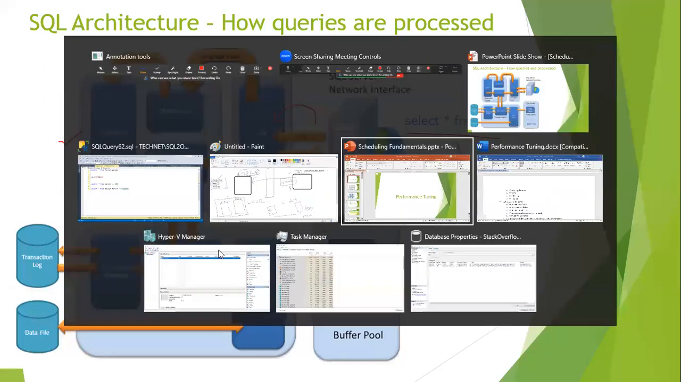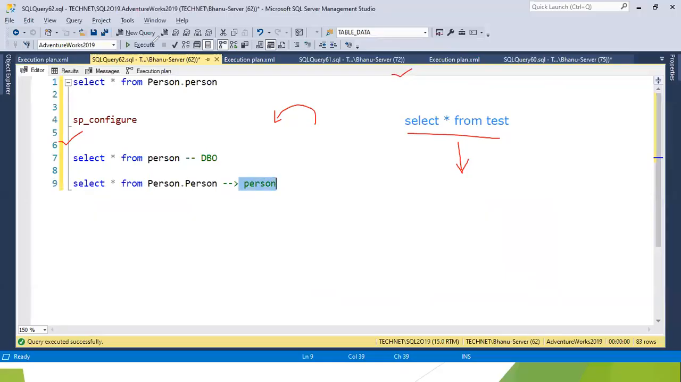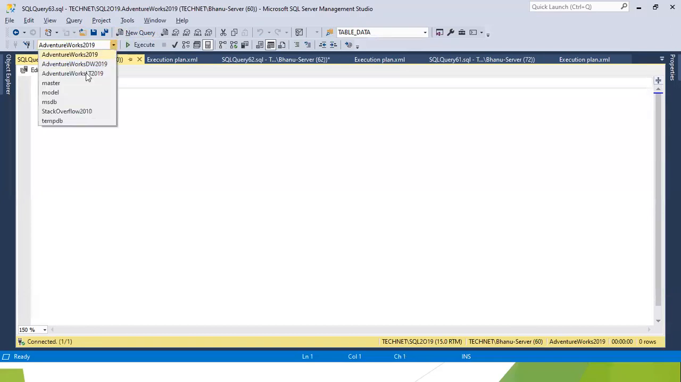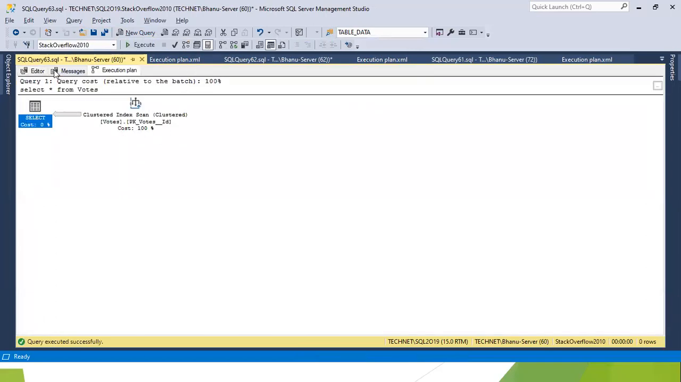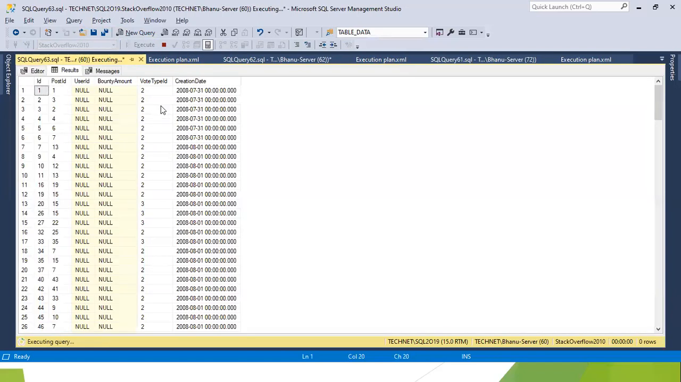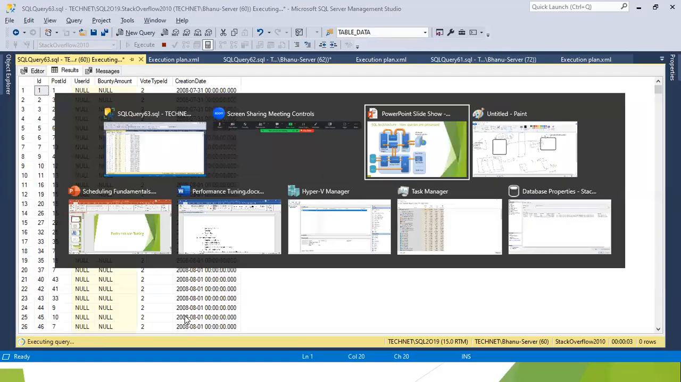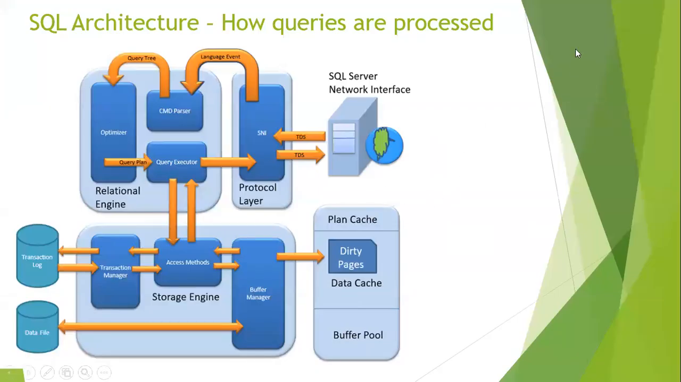So just an example for that. Select star from. So this is just an estimated plan. Let's see, it takes a minute or so to get the data. That's fine. I will show you once that is done.